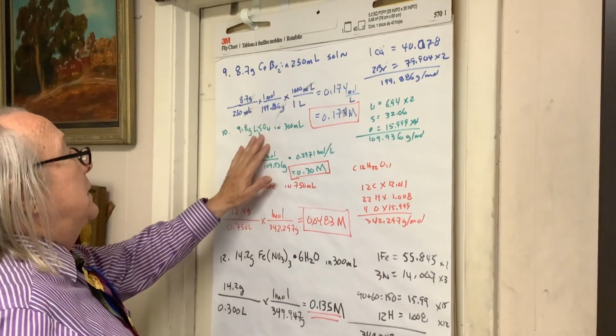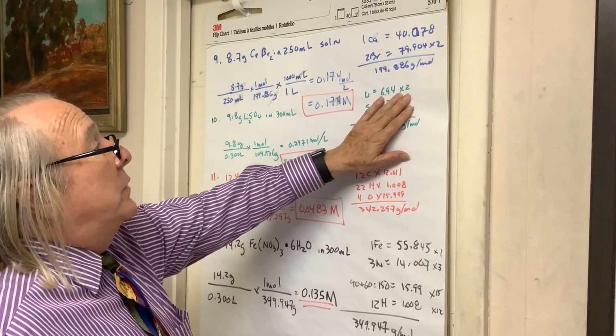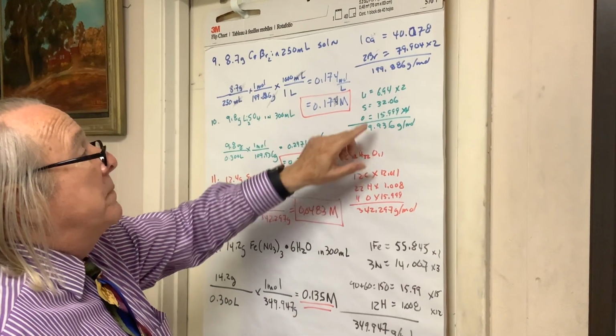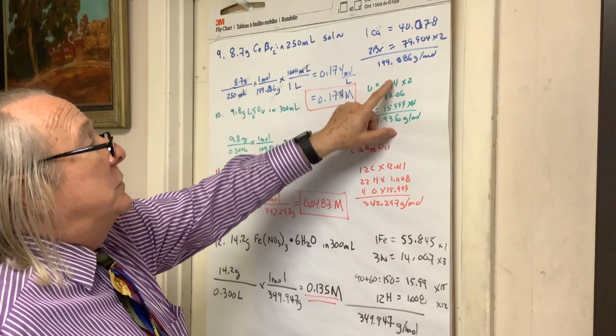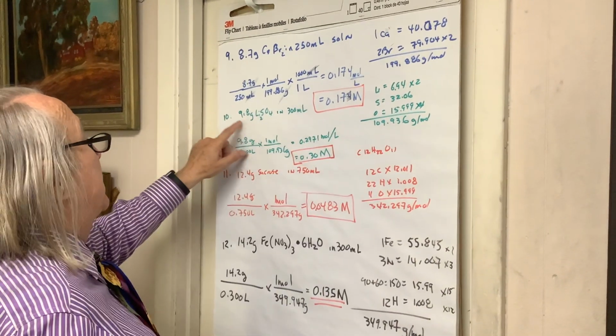The next one is lithium sulfate. Lithium is a group 1 metal, so it's always +1, and I need 2 of those. And sulfate is always SO4 2 minus. I have 1 sulfur, 4 oxygens, and 2 lithiums. It adds up to 109.936 grams per mole.